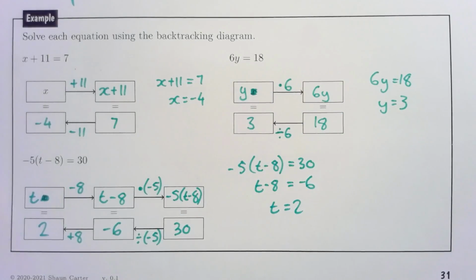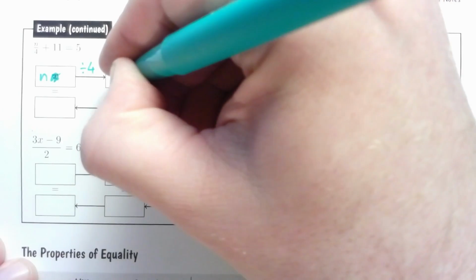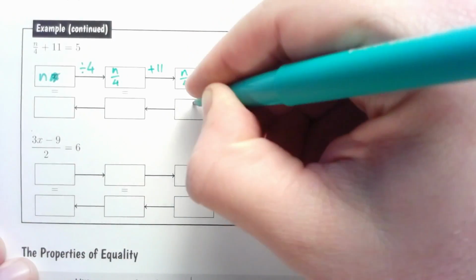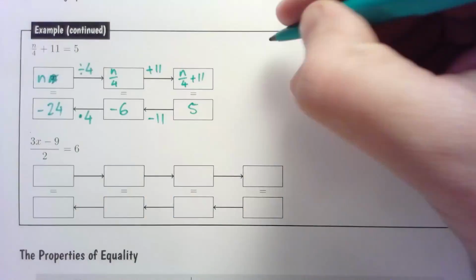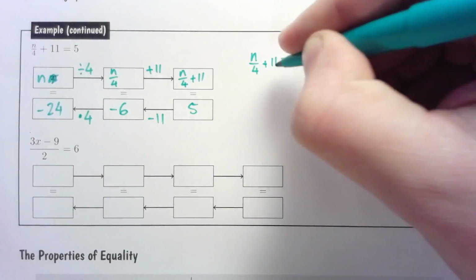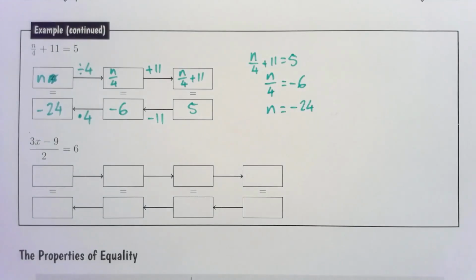For the next equation, we have the variable n, which has been divided by 4, and then that value has had 11 added to it, to get the value 5. Working backwards, we will subtract 11, and then multiply by 4. 5 take 11 is negative 6, and negative 6 times 4 is negative 24. If we write this out in the more conventional form, we get our solution, n equals negative 24. We need to be a little more careful in our next equation, because there have actually been 3 different operations applied to the variable.